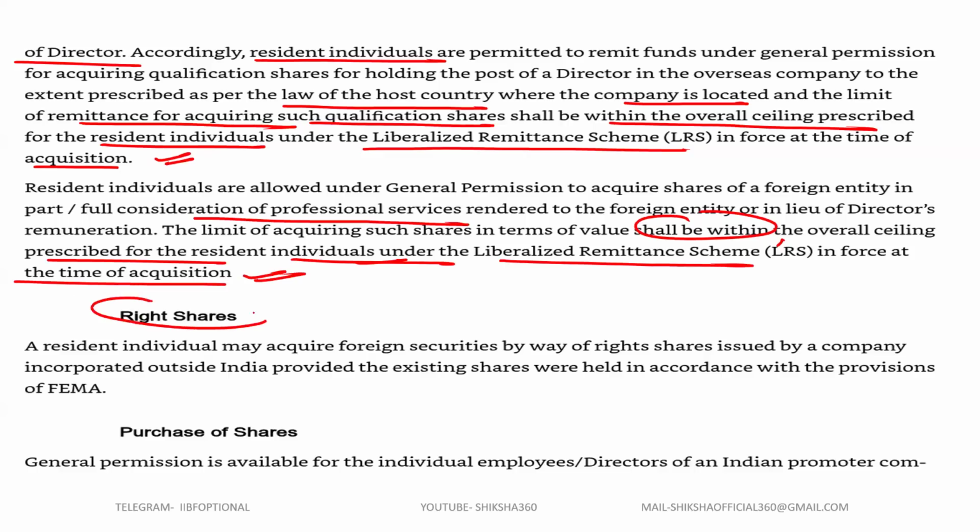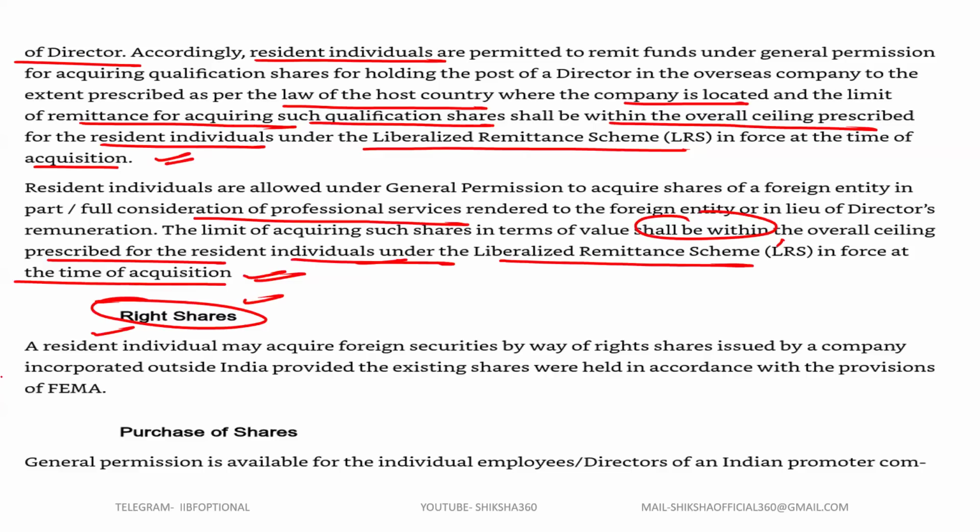Next one, what is the meaning of rights shares. A resident individual may acquire foreign securities by way of rights shares issued by a company incorporated outside India, provided the existing shares were held in accordance with the provisions of FEMA. Okay, so everything here is according to the provisions of FEMA.